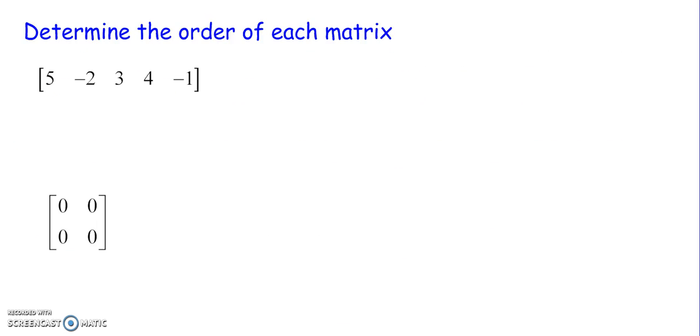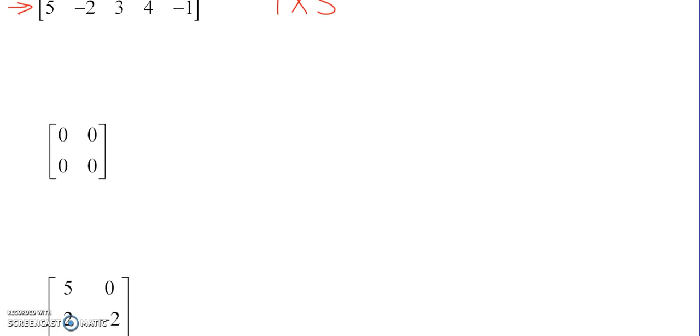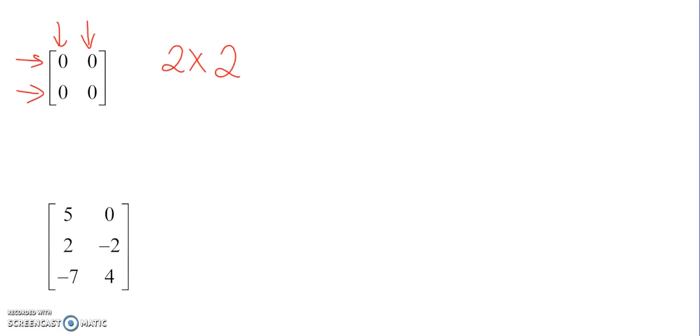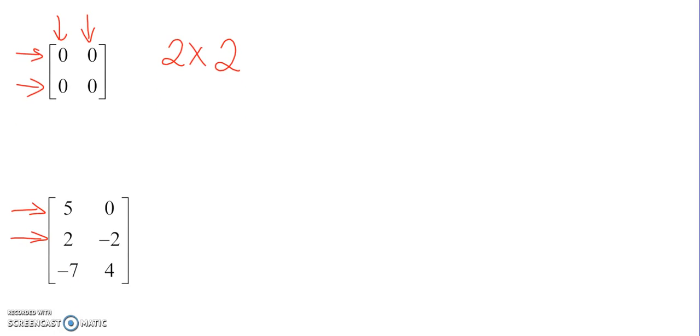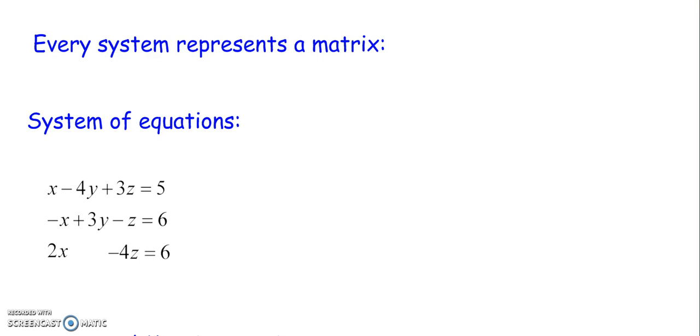Okay, so here we have just a couple quick questions. Determine the order of each matrix, which is a fancy way of saying how many rows does it have, how many columns does it have, and you write it here. Well, there is only 1 row followed by 5 columns. So this would be a 1 by 5 matrix. Even in this next matrix, there are only zeros, but there are still 2 rows and 2 columns. So this one would be a 2 by 2 matrix. In the bottom here, I have 3 rows followed by 2 columns. So 3 by 2. Rows always come first, columns always come second.